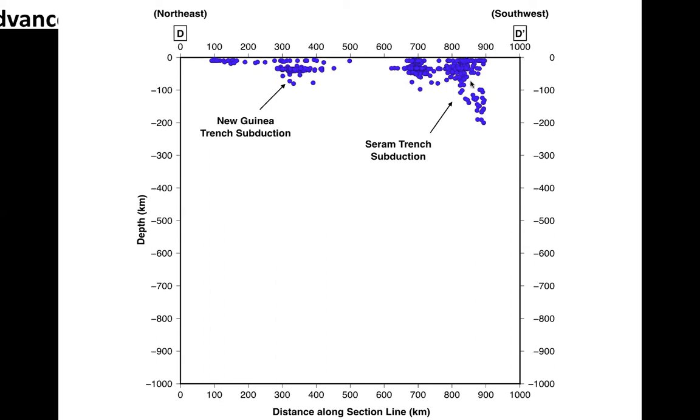So the Seram Trench is often termed a trough in this case, as it's likely no longer an active marine trench. This Wadati Benioff zone here, due to tomographic evidence, has been suggested to be part of the curved Banda slab, which we will investigate next. And it is only active to 200 kilometers here due to a slab tear.